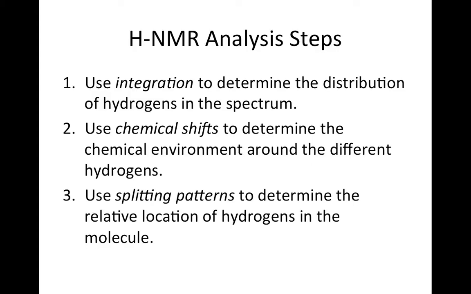When we go to analyze a spectra, I want to give you a standard way of doing it that might be helpful. The first thing to do is to use the integration to determine the distribution of hydrogens in the molecule: how many hydrogens correspond to each peak. Then you can use the chemical shifts, where they come in the spectrum, to determine things about the chemical environment around the different hydrogens. And finally, you can use the splitting patterns to determine how those hydrogens are arranged relative to each other. So it gives you a very nice way to build up the entire molecular structure.